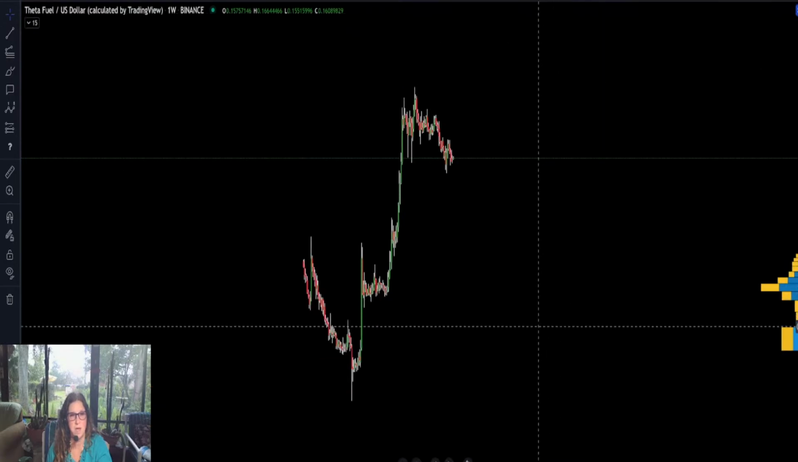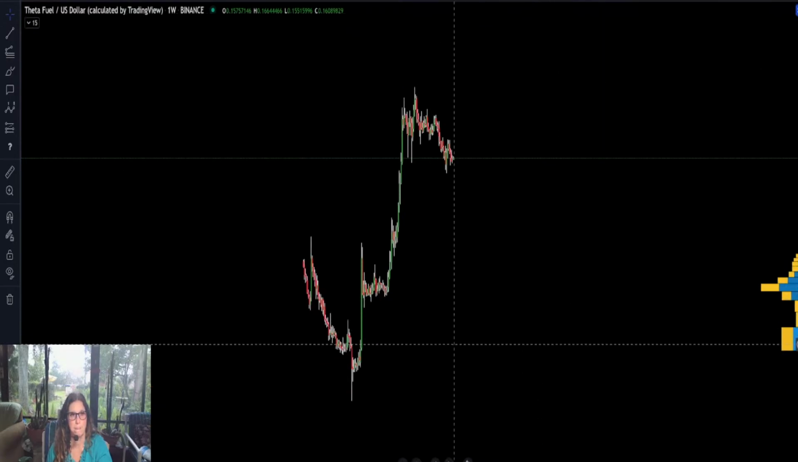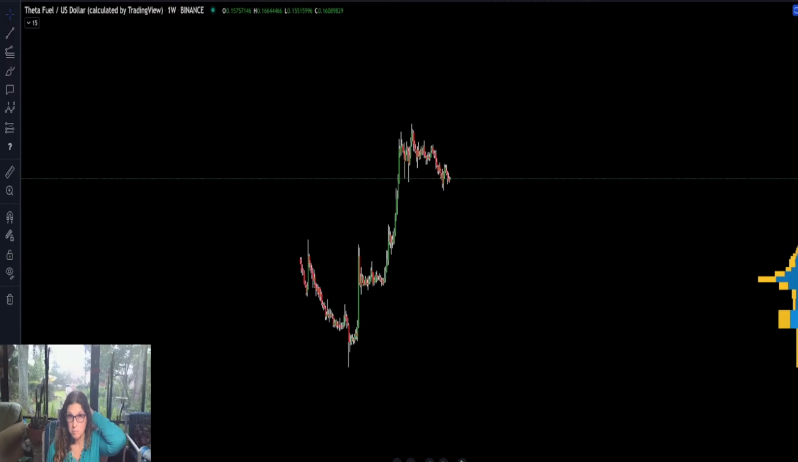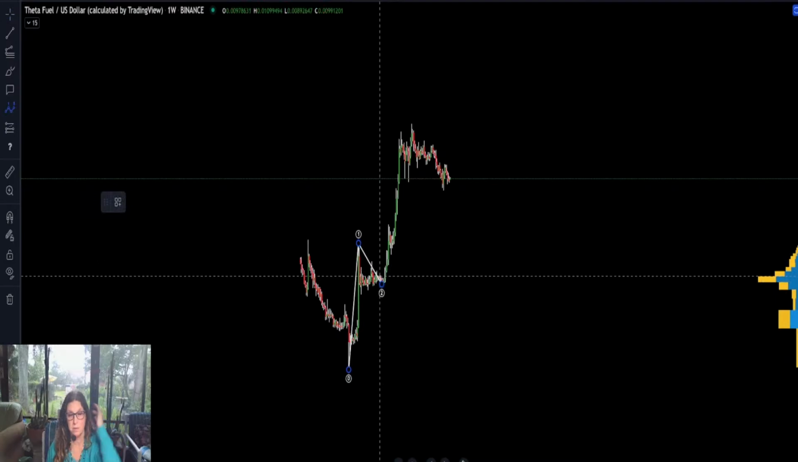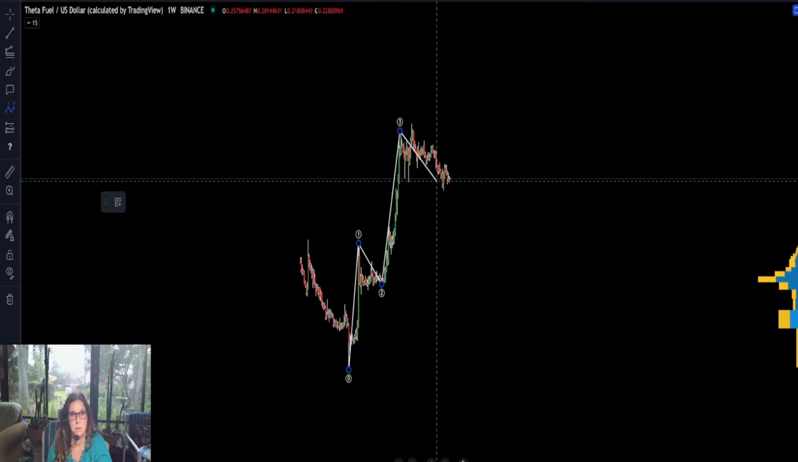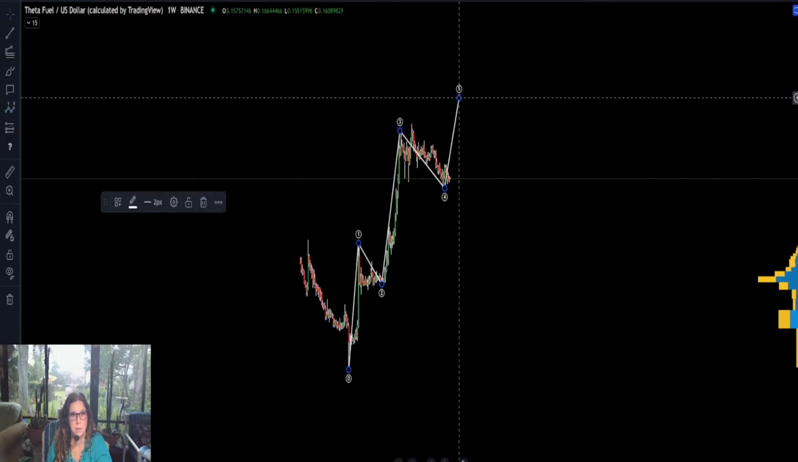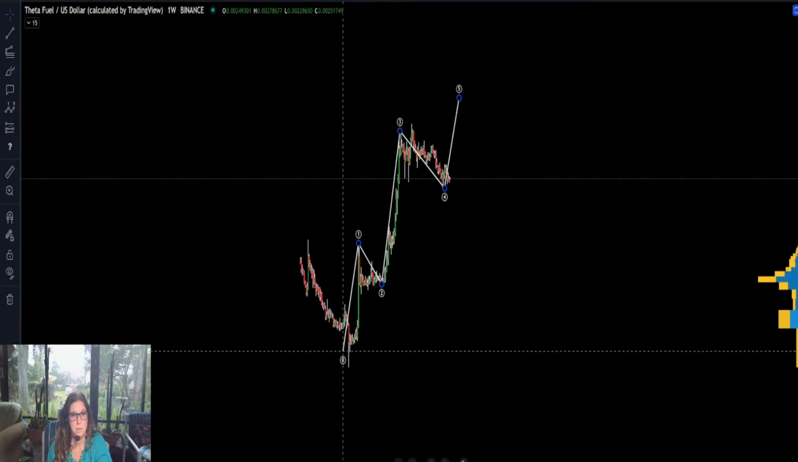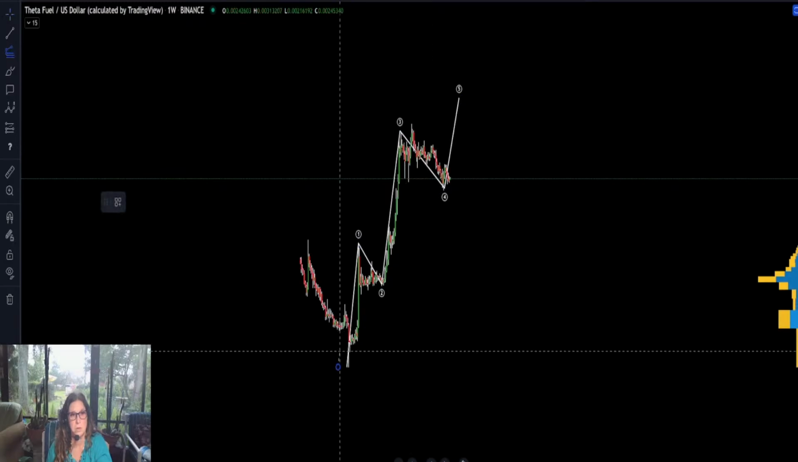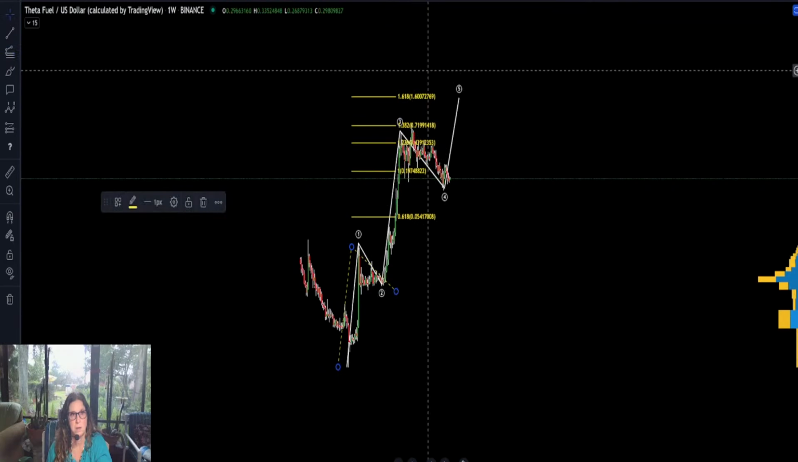T-Fuel is exactly the same as VET. Very weird. So, same exact thing as VET. It's missing the fifth of the third, because its third is shy of the 1.618.